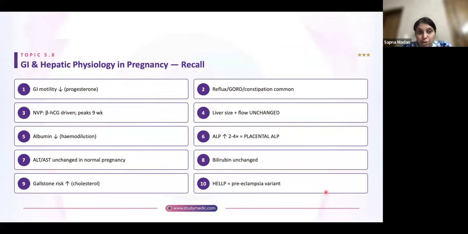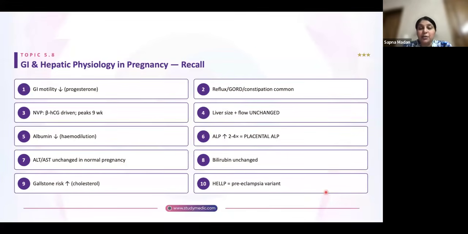Because of the progesterone, the GI motility is reduced, and symptoms like reflux, GORD or GERD, and constipation are common. Nausea and vomiting of pregnancy is beta HCG driven. It peaks at 9 weeks. The liver size and the blood flow to the liver is unchanged. Albumin is reduced. There is hemodilution. Alkaline phosphatase is increased by 2 to 4 times, and that is not from the liver. It is from the placenta.